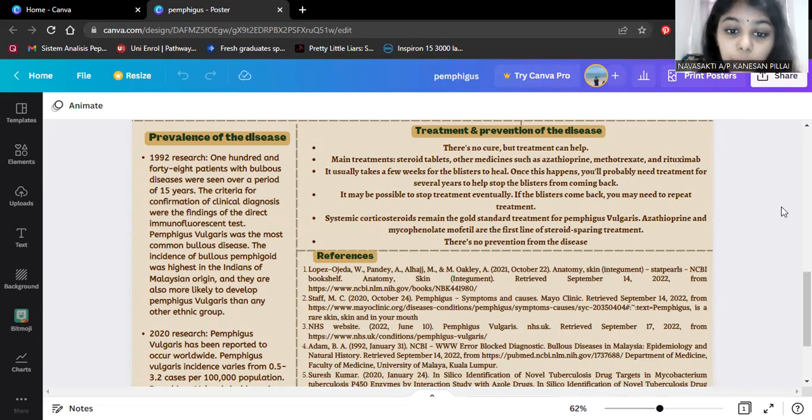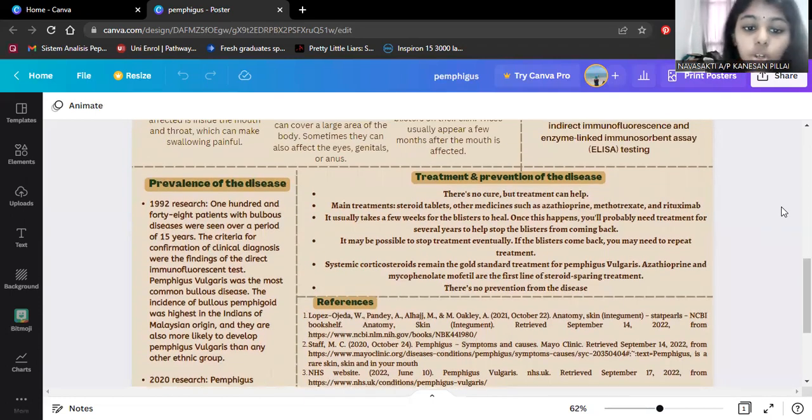Lastly, for the treatment and prevention, no cure has been found, but treatment like steroid tablets, other medicines such as azathioprine, methotrexate, and rituximab can help. It usually takes a few weeks for the blisters to heal, but once this happens, you will probably need treatment for several years to stop the blisters from coming back. It may be possible to stop the treatment eventually. If the blisters come back, you may need to repeat the treatment once again with the medicine.